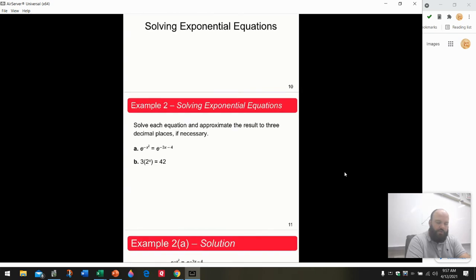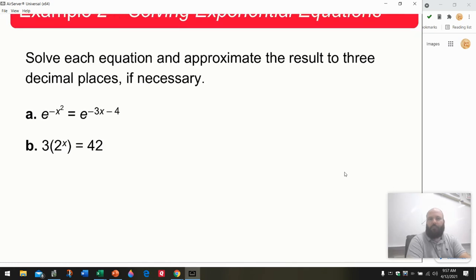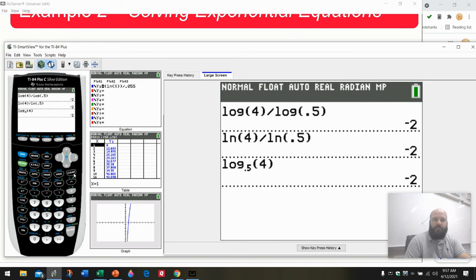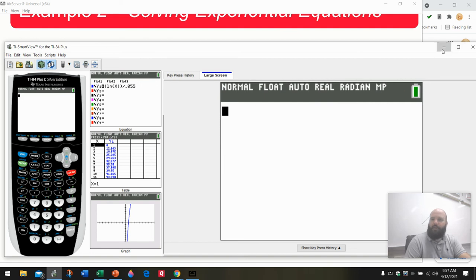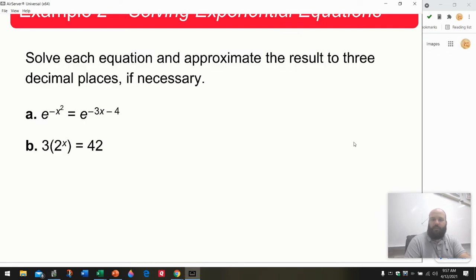So now we're going to try maybe a little bit more complicated exponential equations and solve them. It says solve each equation and approximate the result to 3 decimal places if necessary. So they're saying you may have to use your graphing calculator or your regular calculator. And if you do, you want to round to 3 decimal places.